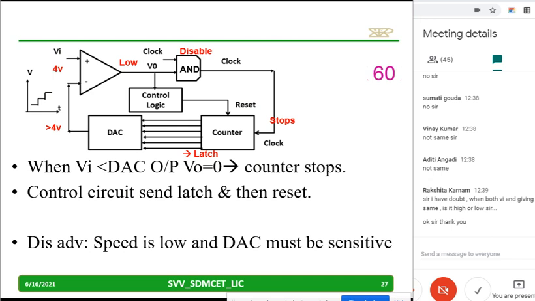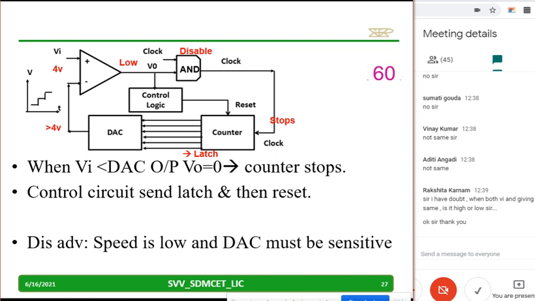A disadvantage is that speed is low and the DAC must be sensitive. Just copy down and try to understand. This is greater than, say, less than 4. Once it becomes greater than 4, it becomes low. This disables, this stops, this sends a latch to the control logic, then it will send a reset.